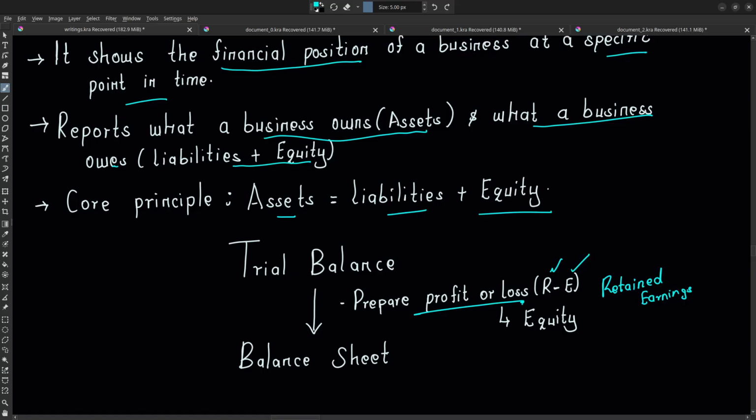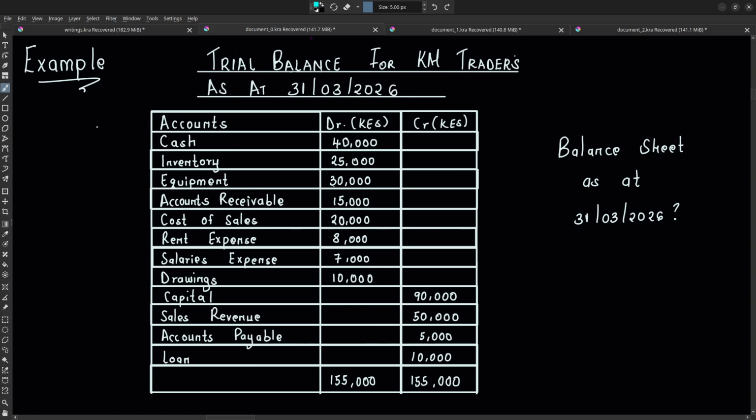Now let us look at a practical example to get an understanding of how we go about creating the balance sheet. So we have this trial balance for KM Traders as at 31st March 2026, and these are the account balances, and we want to create the balance sheet. We have account balances for cash, inventory, equipment, accounts receivable, cost of sales, rent expense, salaries expense, drawings, capital, sales revenue, accounts payable, and loan.